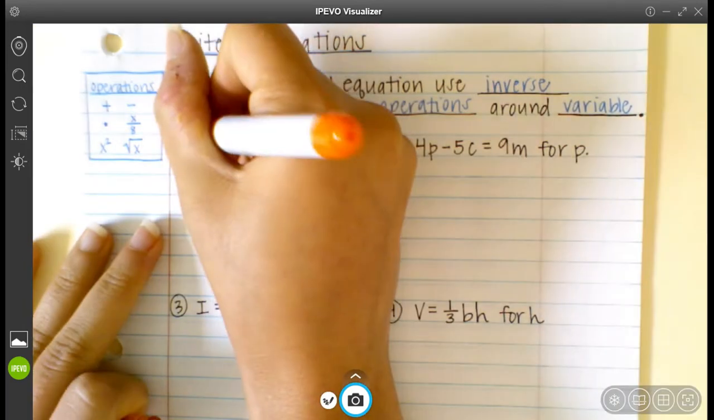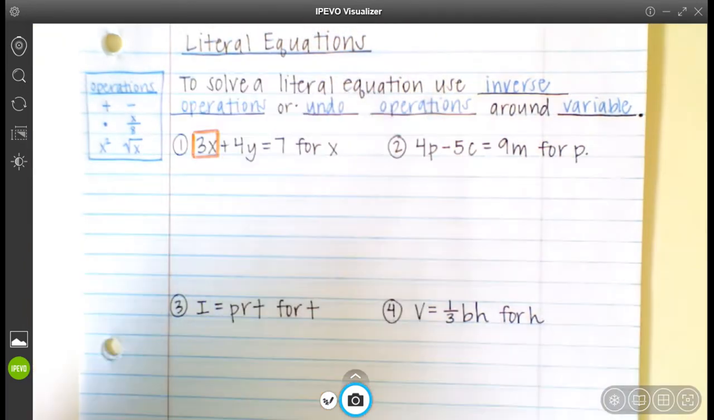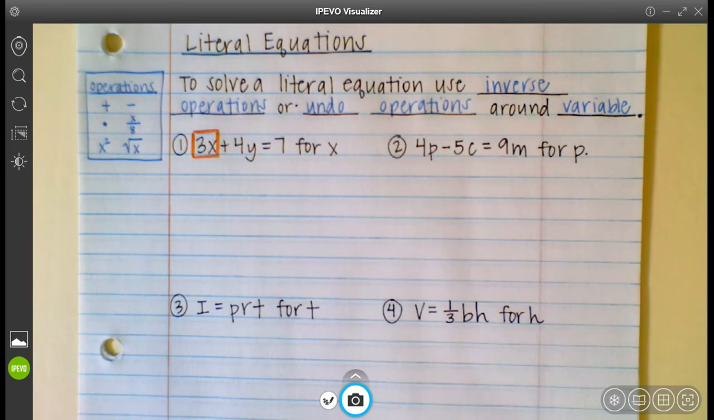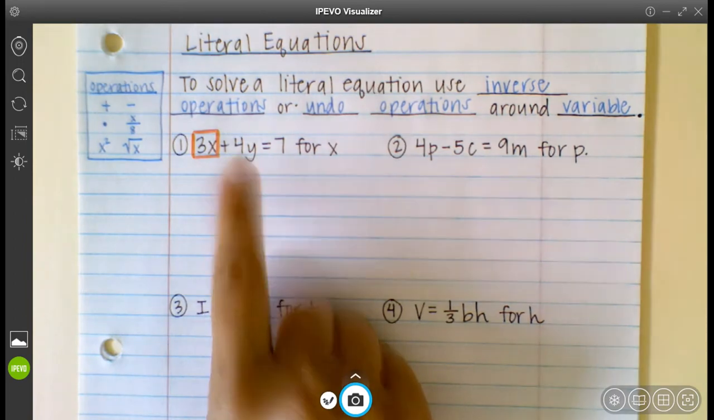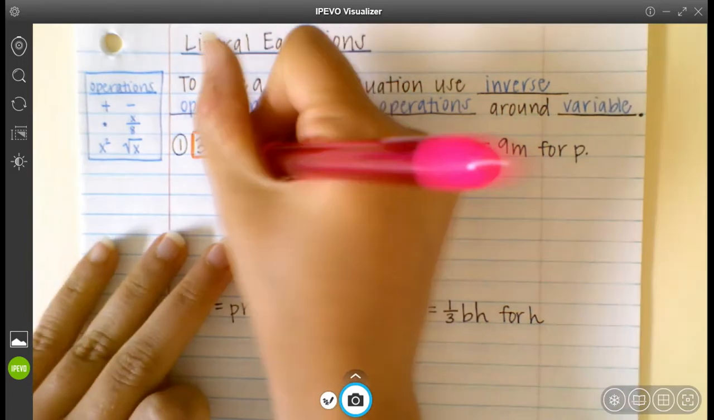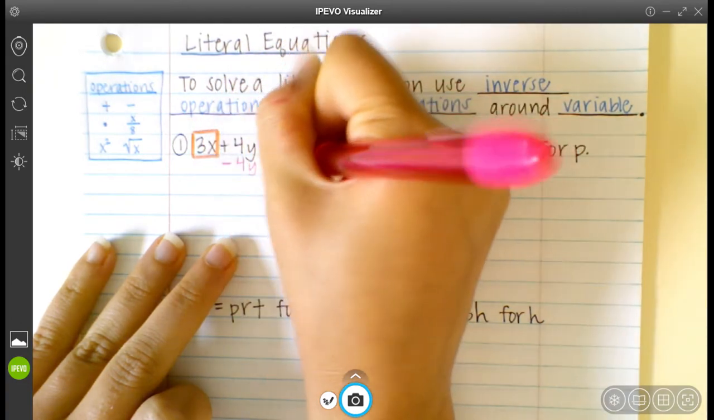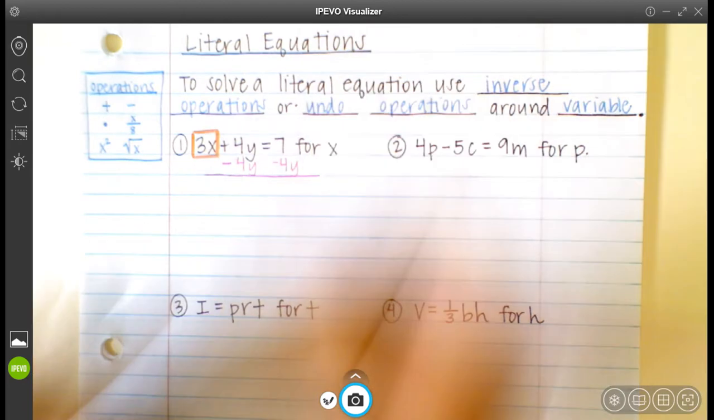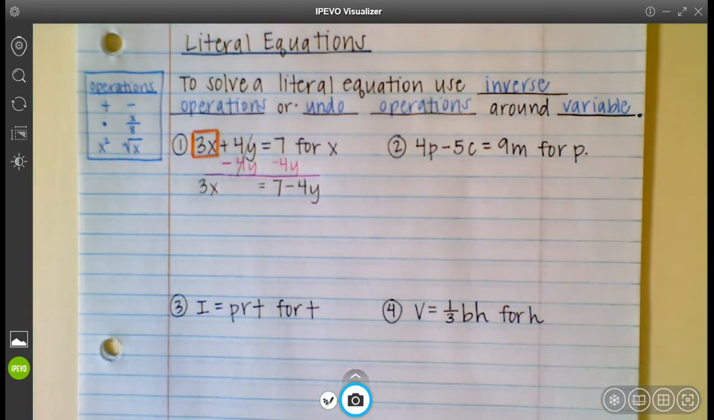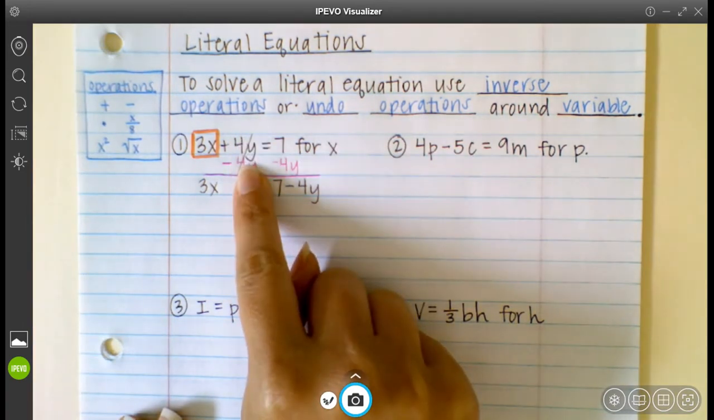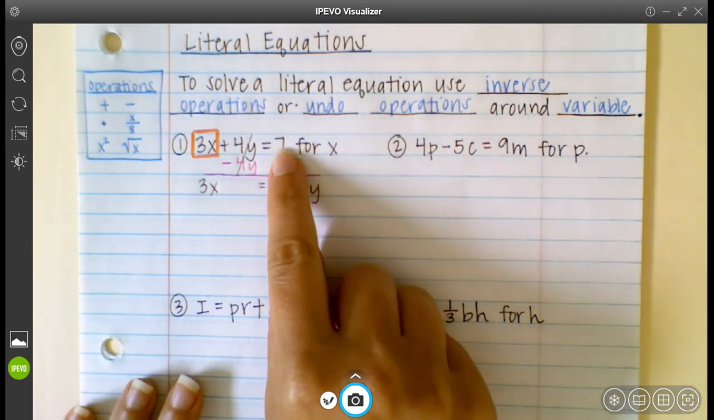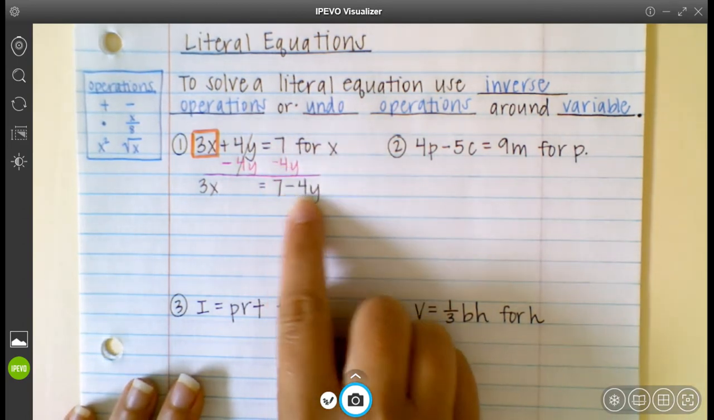So we are going to box our variable, noticing that we do have a 3 attached to our x, but we want to subtract, instead of adding by 4y, we want to subtract by 4y from both sides of our equal sign. Which, when we subtract by 4y, our 4y that's positive and negative make 0 y's on the left. But over here on the right, we'll write it as 7 minus 4y straight across.